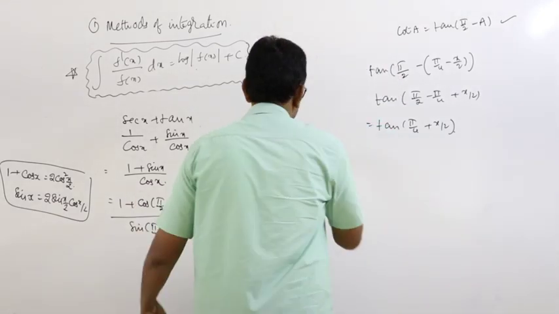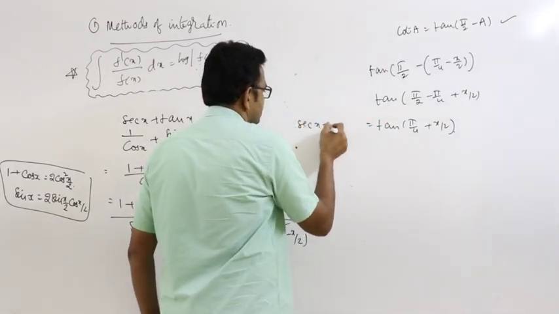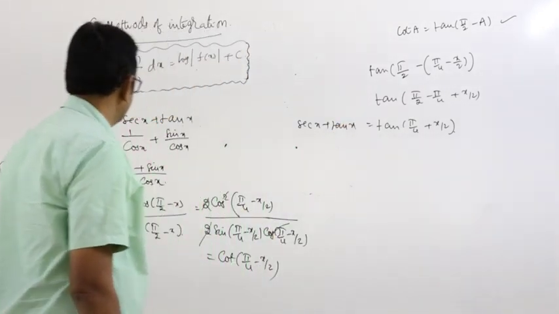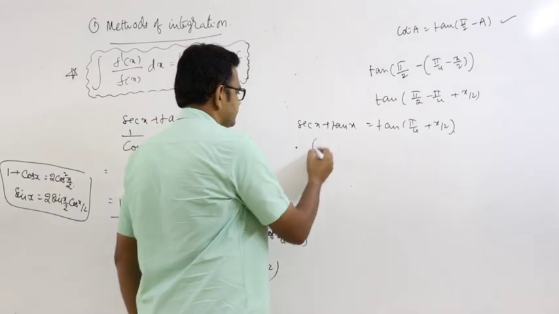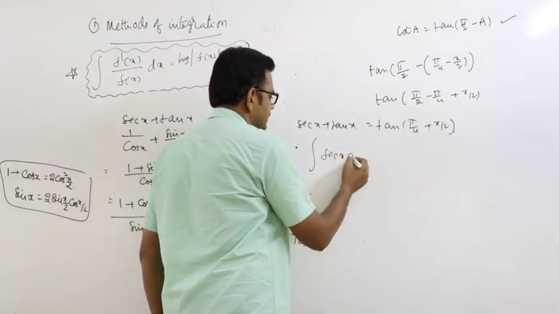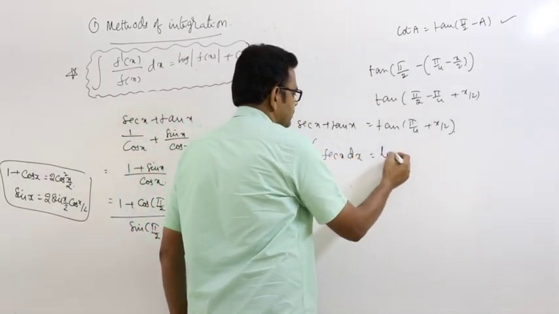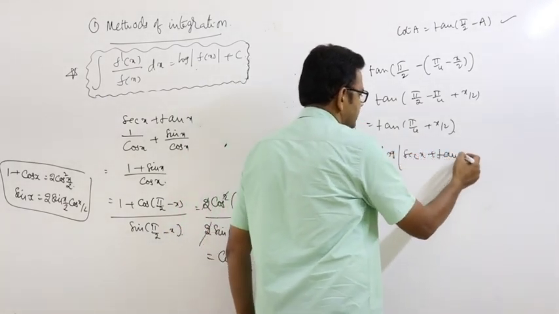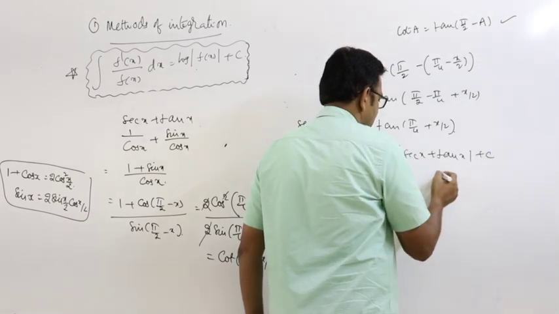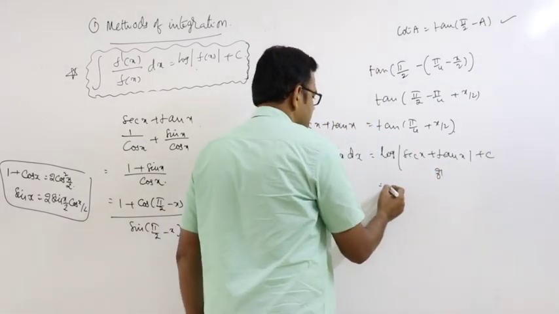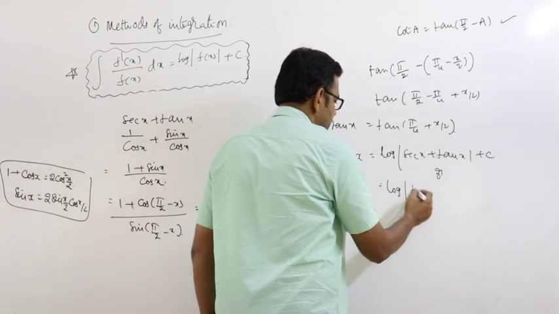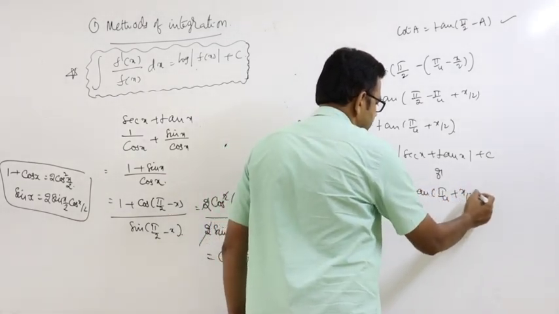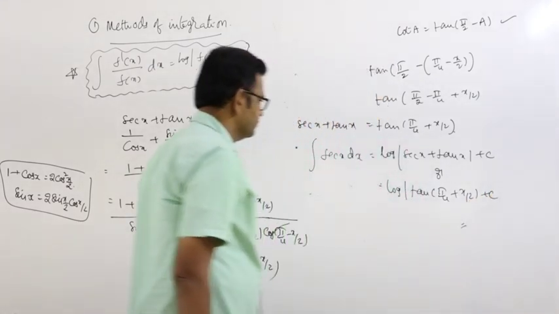Therefore, secant x plus tan x is equal to this. Therefore, the integral of secant x dx is equal to log mod secant x plus tan x plus c, or this is log of mod tan of pi by 4 plus x by 2 plus c. Write it down.